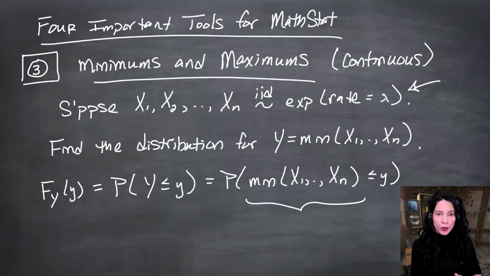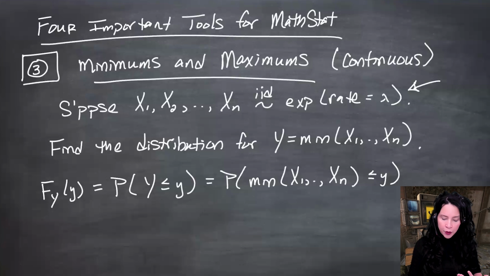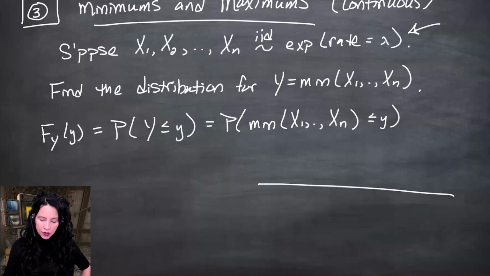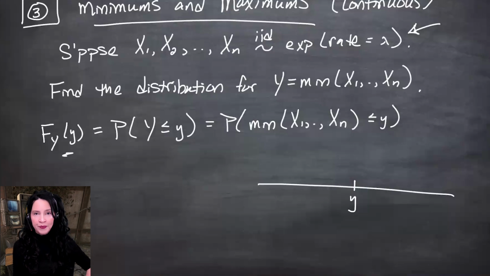So the goal, when there was just one x and we looked at a transformation, was to solve something to isolate x and use what we know about x. I'm going to do the same sort of thing here. I'm going to isolate the x's and use what we know about the x's. So let me draw a picture, a number line, and I'm just going to stick y, which is just a number, an argument for this function, on the number line.